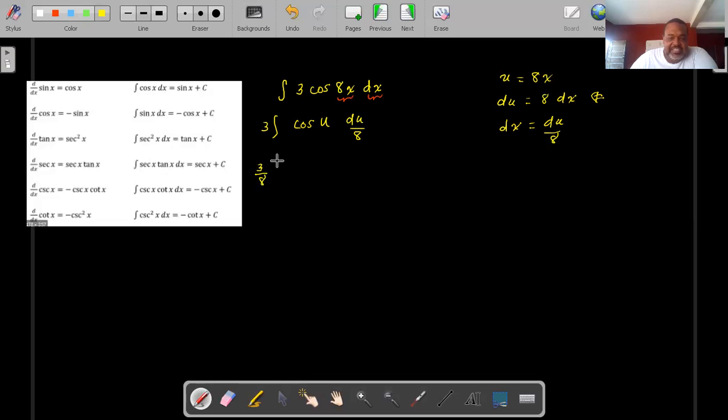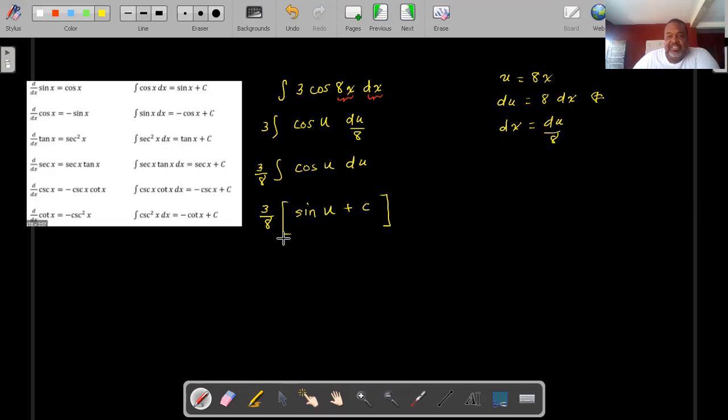So I have 3/8 cosine u du. And now you handle this just as if it were cosine x dx. We handle it like that. So then this becomes 3/8. And the cosine of u, when we integrate it, becomes sine u plus c.